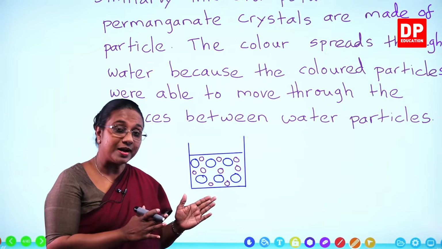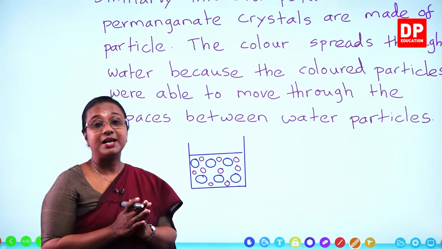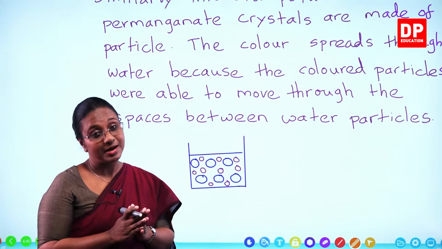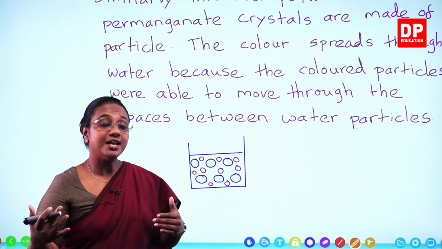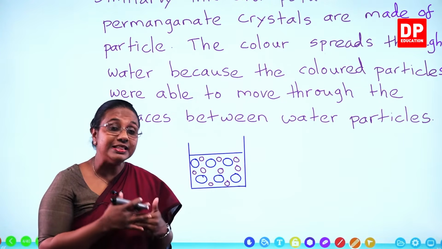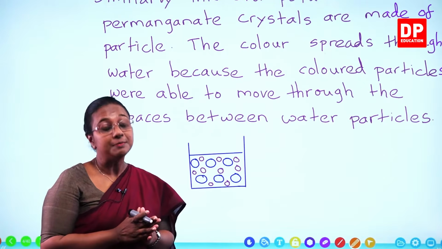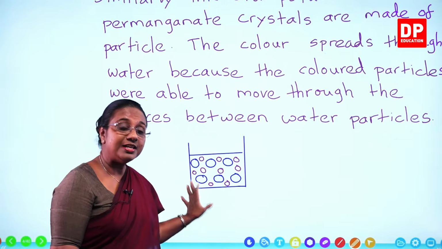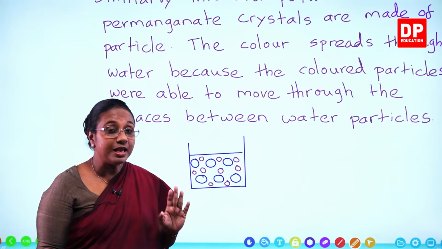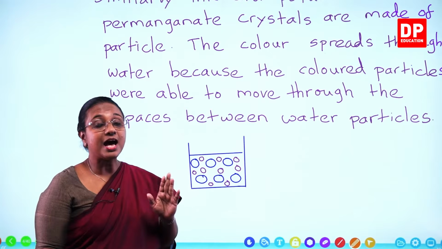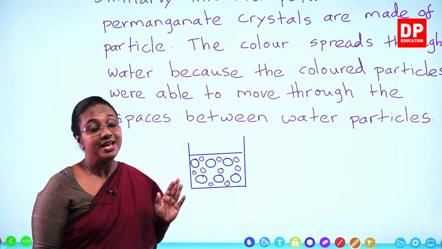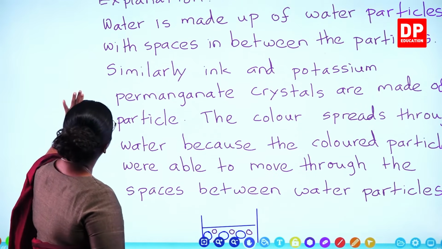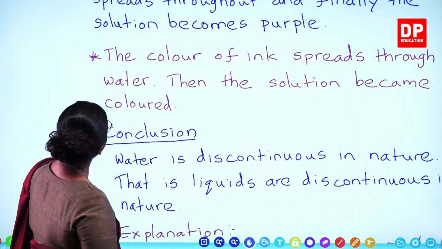Water is made up of particles, potassium permanganate is made up of particles and they have space between the particles. So that's why one type of particle can move within the spaces of the other particles. So then the color spreads. So that is the activity to demonstrate that liquids are discontinuous in nature. So I'll go back and go through the slide again.